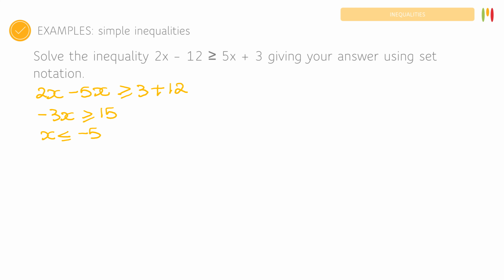We can write this in set notation by having a curly bracket, then x, then a colon, then we write the inequality x is less than or equal to minus 5. Then we close with a curly bracket. Let's do one more example question.